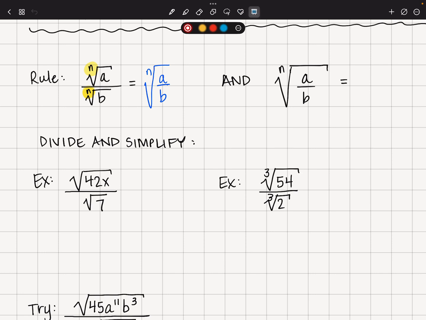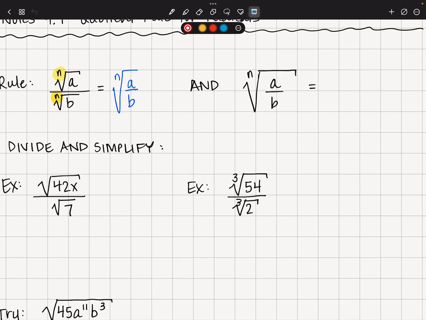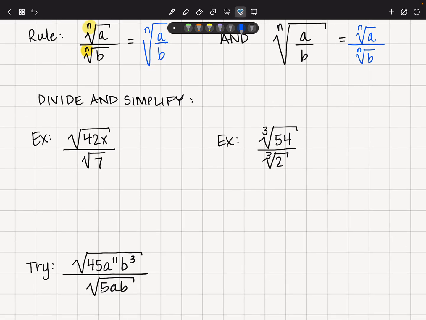So that just says that you can divide the insides when you have a numerator and a denominator in a radical that have the same index. And likewise, when you're given the nth root of a fraction, you can consider the numerator and the denominator separately. That would be the nth root of a divided by the nth root of b. And both come in handy depending on what the problem is. So we're going to look at a few things here.